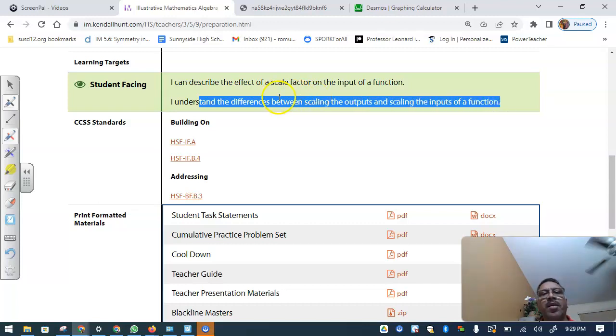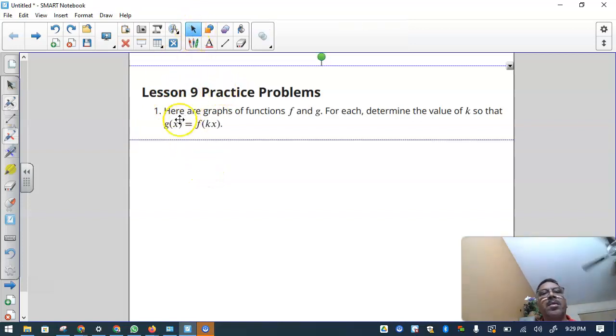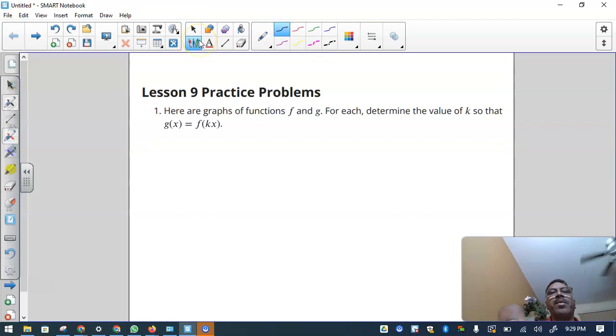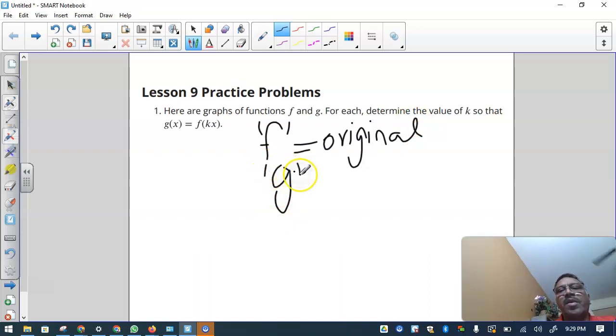So based on this, I'm going to dive straight into the first problem. Here are the graphs of two functions. You'll be given two functions f and g, for which determine the value of k so that g equals f of kx. Before we go on, we need to know that f of x is the main graph. If you see f, that's the original graph, and g is the new graph.